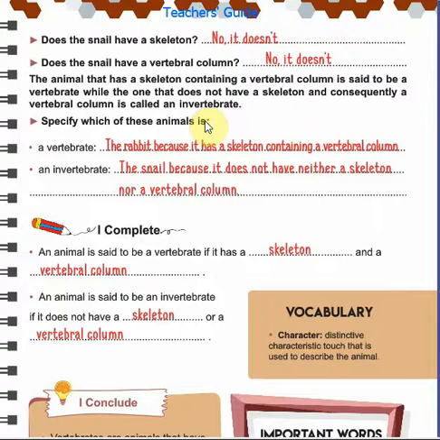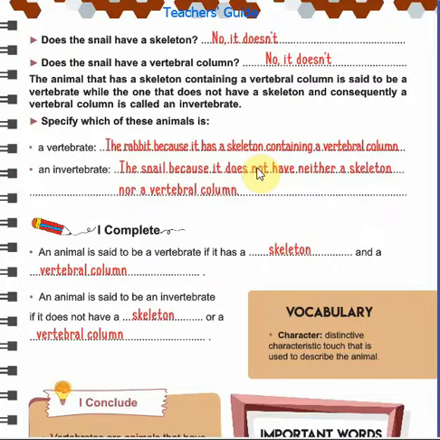So here we can specify which of these animals is a vertebrate and which is an invertebrate. We can say that the rabbit is a vertebrate because it has a skeleton containing a vertebral column, and the snail is an invertebrate because it doesn't have neither a skeleton nor a vertebral column. السنيل هي invertebrate لأنه ما عندها لا skeleton ولا vertebral column.